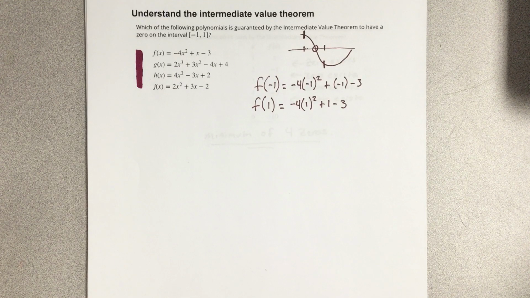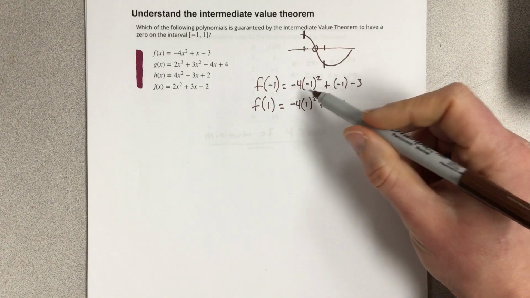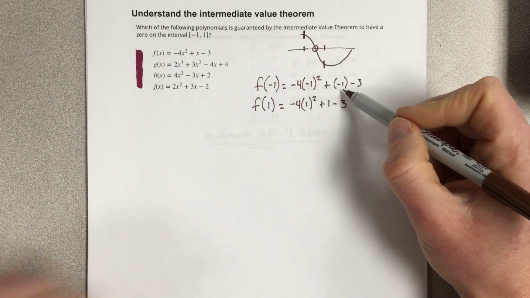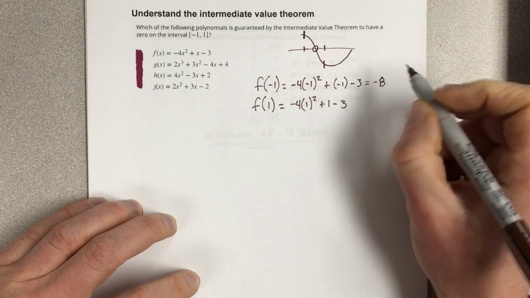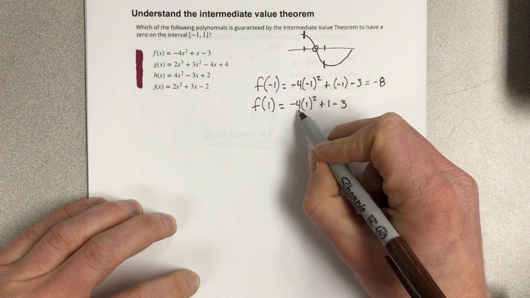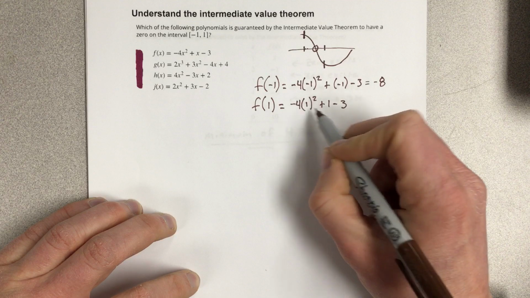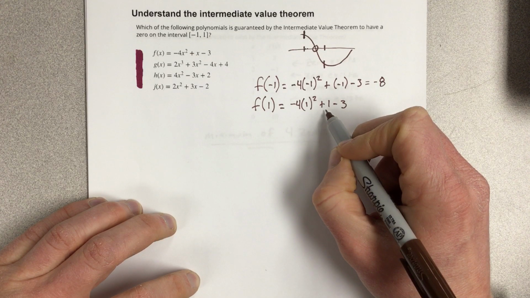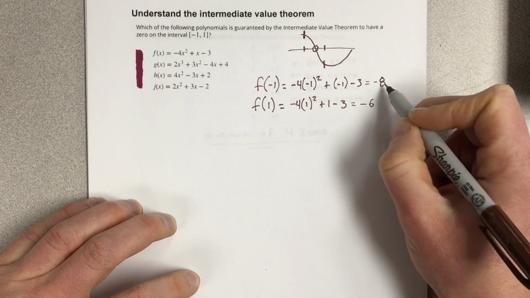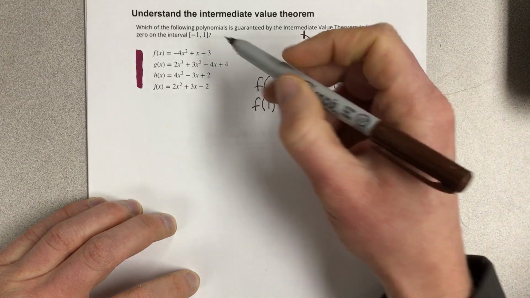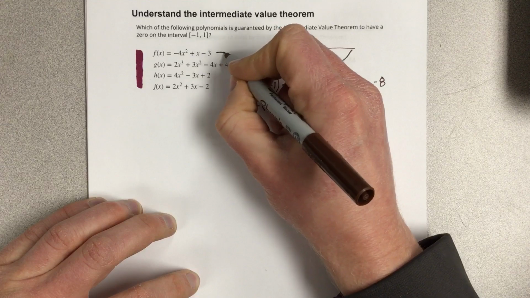Plug those in the calculator. You get -4 minus 1, -5, that's -8. This is 1 times -4, so -4 plus 1, that's a -3. Subtract 3, you get -6. So notice that the sign does not change for the y values. So this one, I'm just going to put a dash. This one does not work.